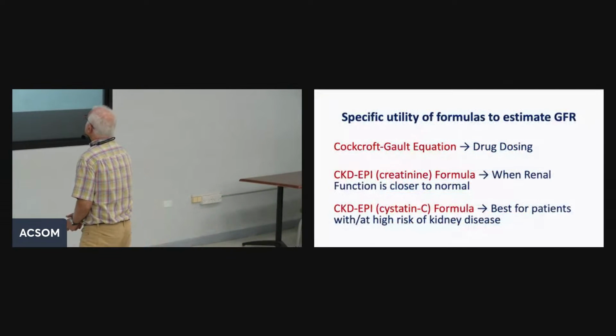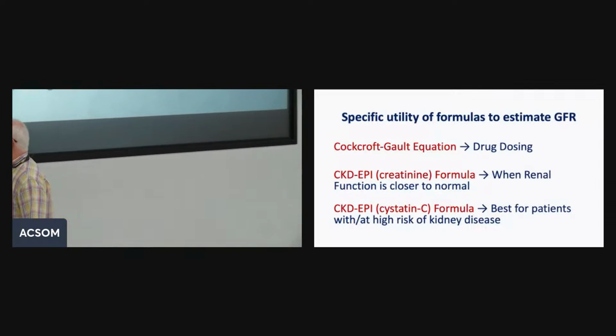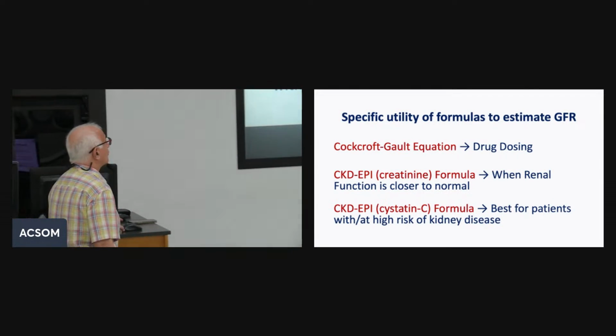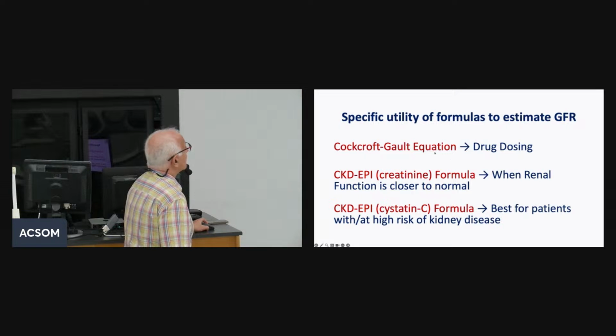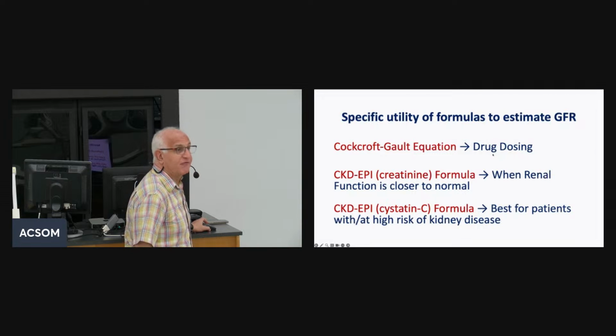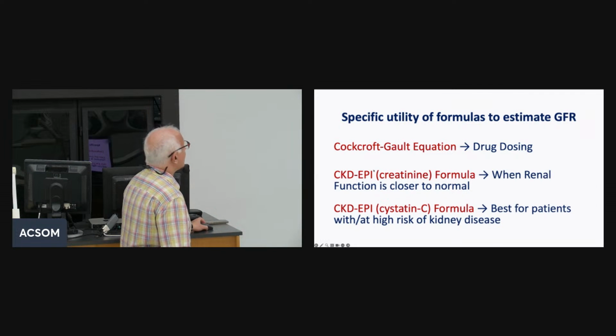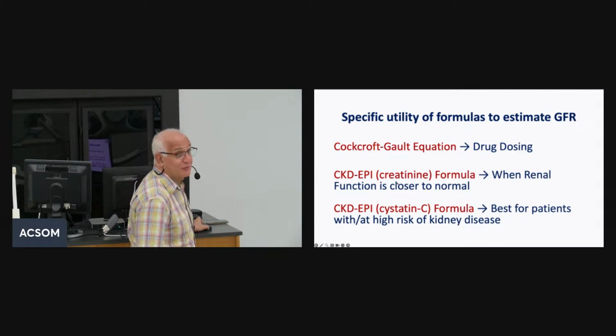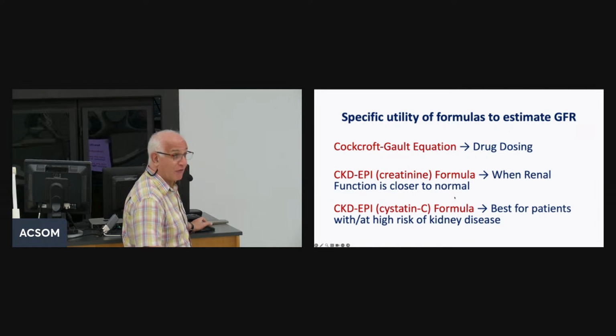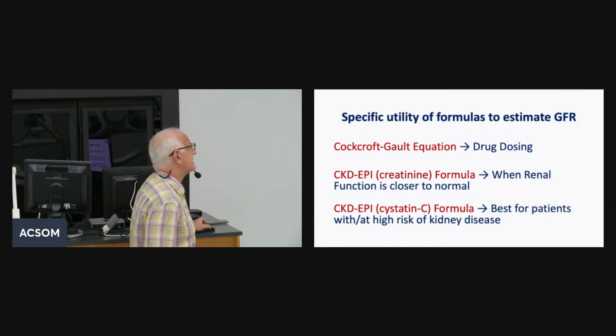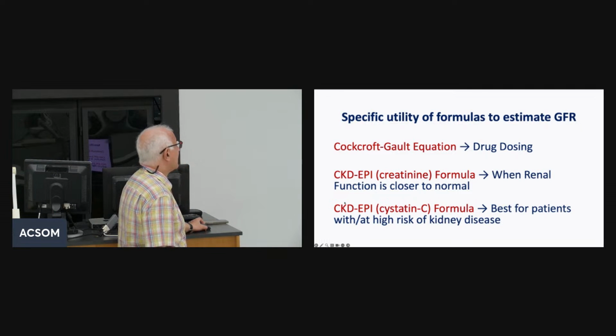Okay. So, specific utility of the formula. This is good to remember. There is one of the equations called Cockcroft-Gault, and you are going to hear about this later, used for drug dosing. The pharmacists love this because it has weight in it, and they go by weight, so their drug dosing is more accurate. CKD-EPI creatinine, I told you, is something that we use quite often when renal function is close to normal. For people with advanced kidney disease, this goes a little bit off.